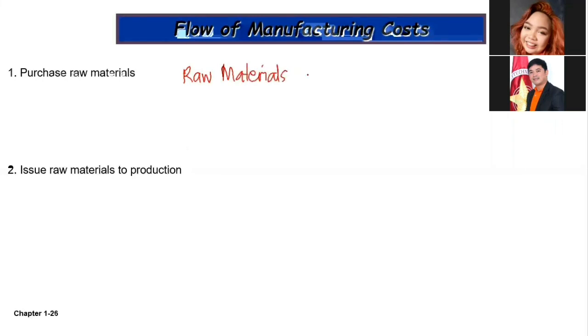Okay, we will use the inventory account sa movement ng ating mga inventory. Ayan. So debit raw materials inventory, and what do we credit? So depende, but usually the inventories or the raw materials are purchased on accounts. So the credit accounts payable.